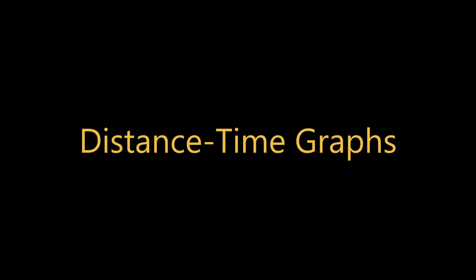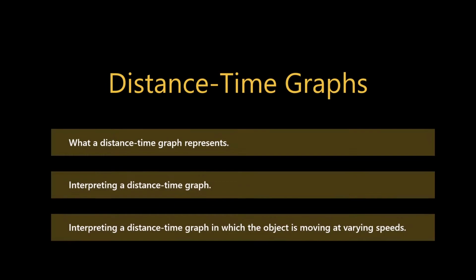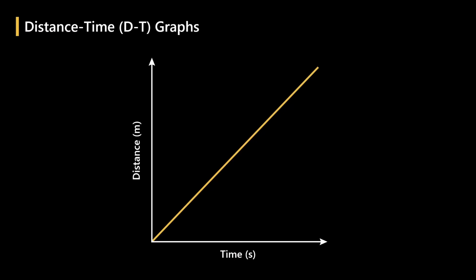This video focuses on distance time graphs, and in particular I'll be going over how to interpret a distance time graph, and how to interpret a distance time graph in which the speed is varying. This is what a simple distance time graph looks like. Sometimes you'll get them called dt graphs, but that just means distance, time. On the y-axis you have distance, and on the x-axis you have time.